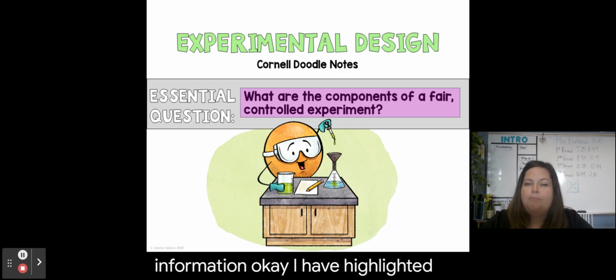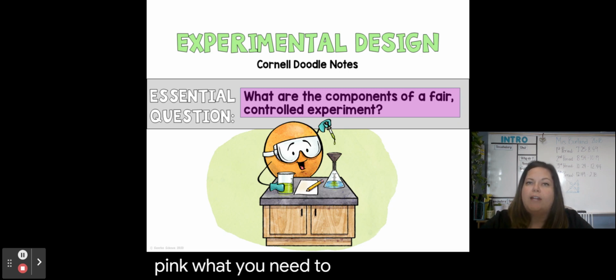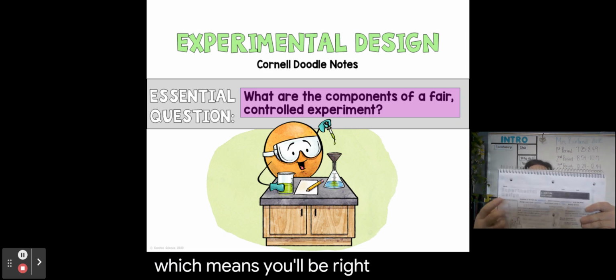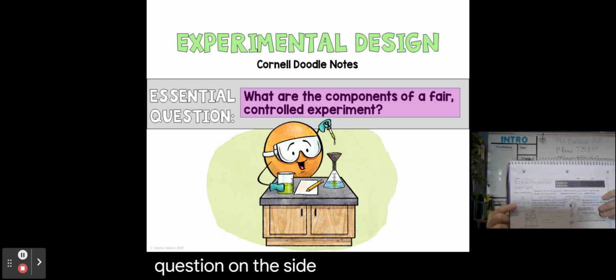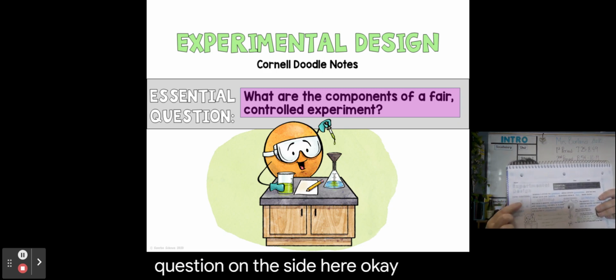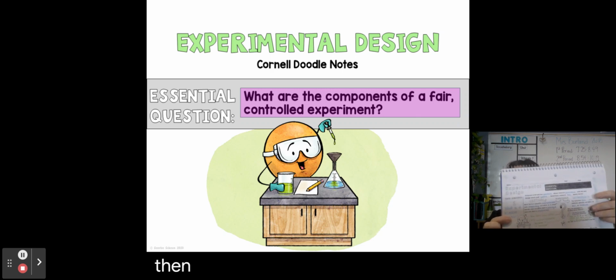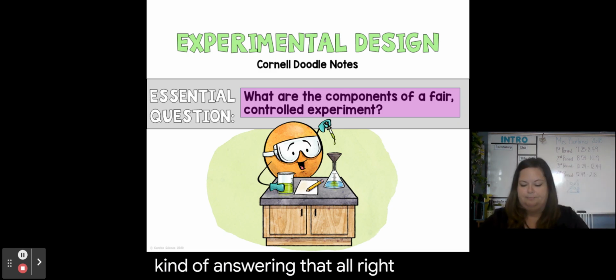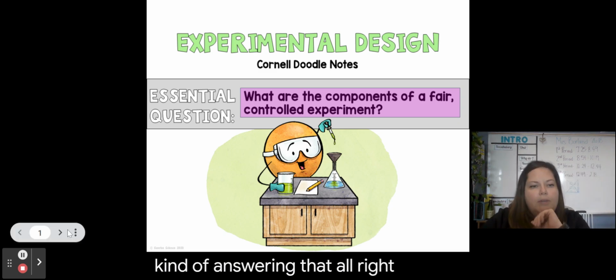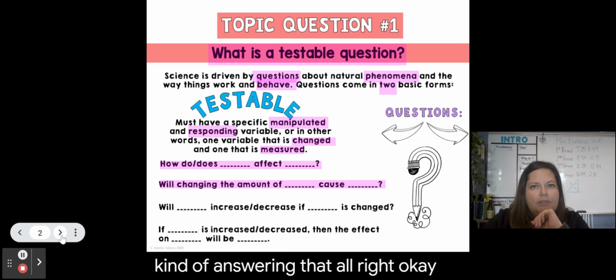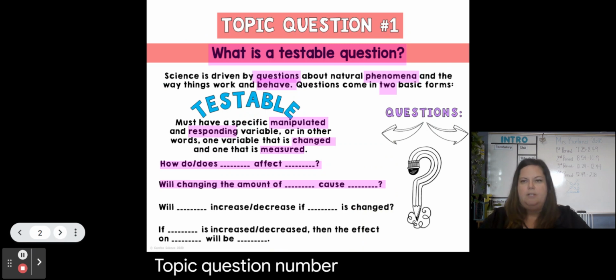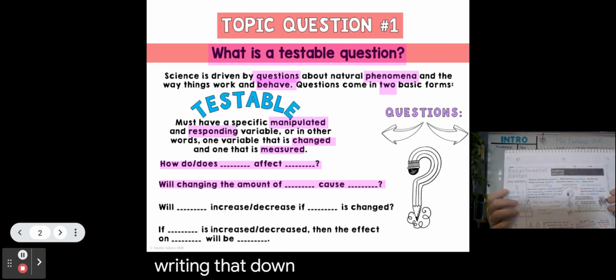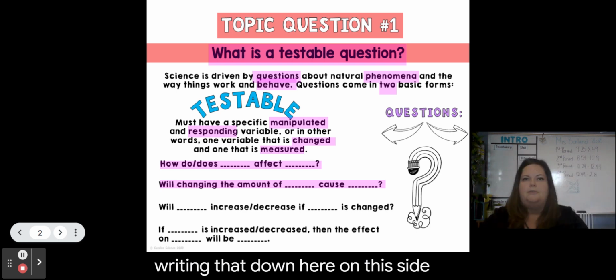I have highlighted in pink what you need to fill out in your notes, hopefully to help you out a little bit. And these are Cornell Doodle Notes, which means you'll be writing a question on the side here, and then all the notes you're taking are kind of answering that. Topic question number 1. Again, we're writing that down on this side.